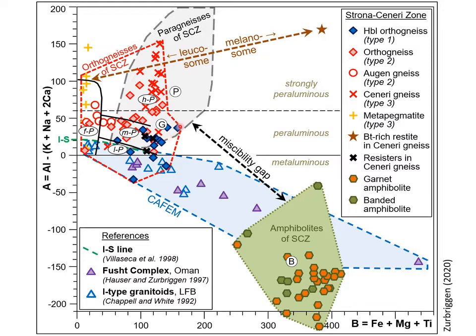What is important is from where do we get the heat to melt such a lot of sediments to produce orthogneisses which make up a fifth of the crust? From where do we get this energy?